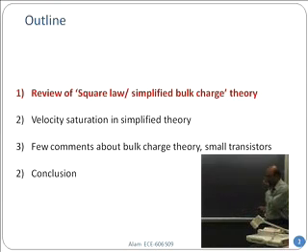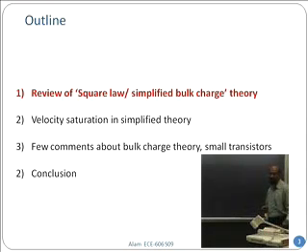I will quickly review the square law, or simplified bulk charge theory, that we had been talking about. This is called a square law because the current increases with the gate voltage as a square of Vg minus V threshold. Let's say you have 1 volt of overdrive, Vg minus Vth. If you have 2 volts overdrive, then the current would increase 4 times. With 3 volts overdrive, the current will increase 9 times. That's why it's called a square law.